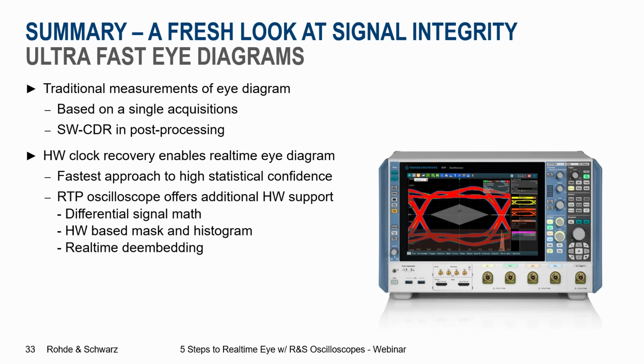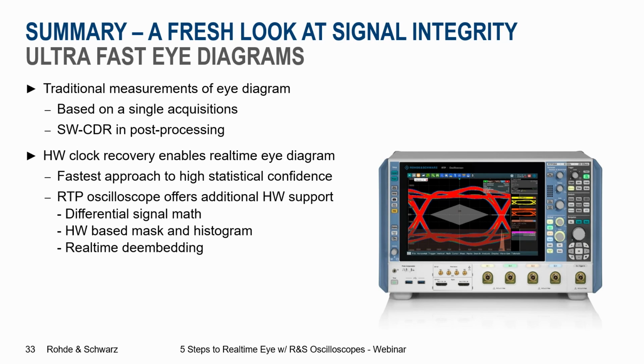Okay, so I hope this was valuable information for you. Let's come to the summary. The traditional approach to do eye diagram measurement is based on signal acquisitions. You have a burst of the signal, you do some post-processing of the clock data recovery processing and the bit overlaying. And this, of course, means I look at a signal for a certain time, then I'm blind for a very long time, and then I look again at the signal for a certain time.